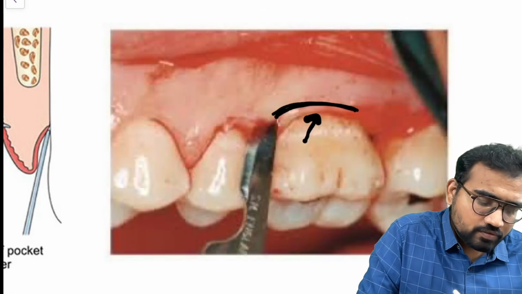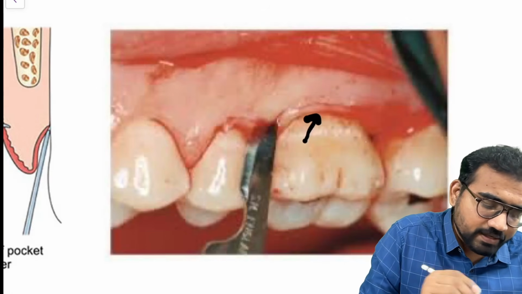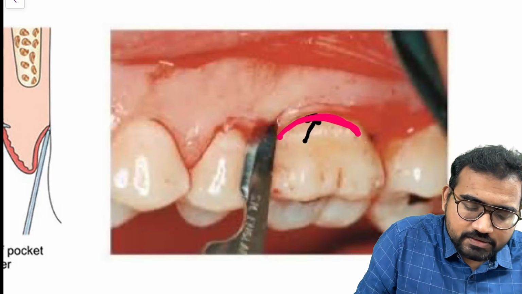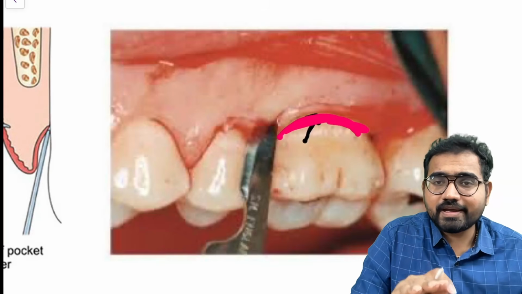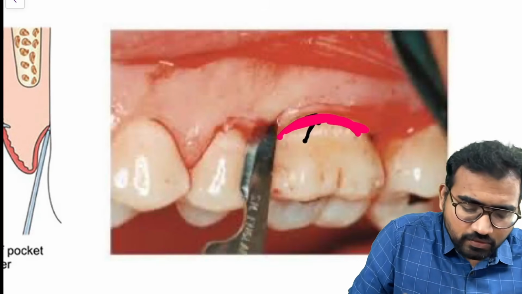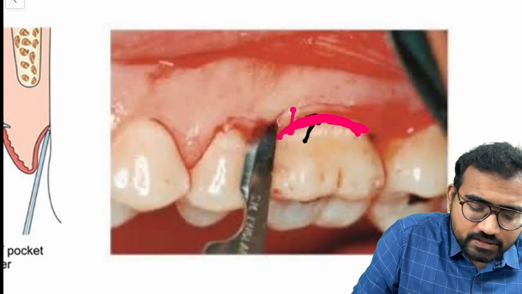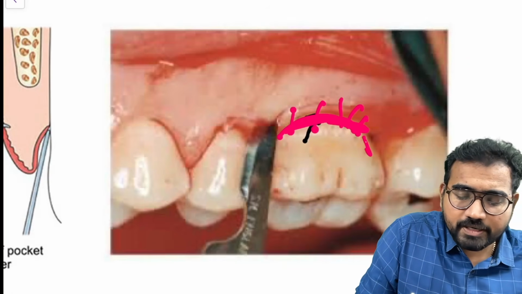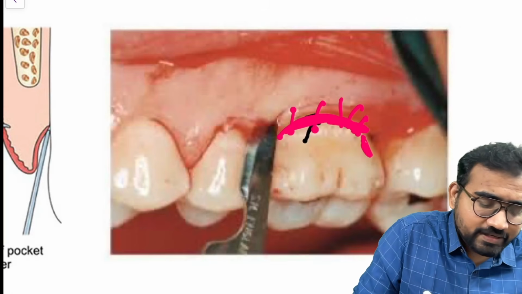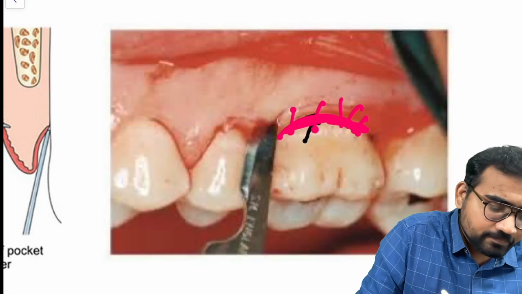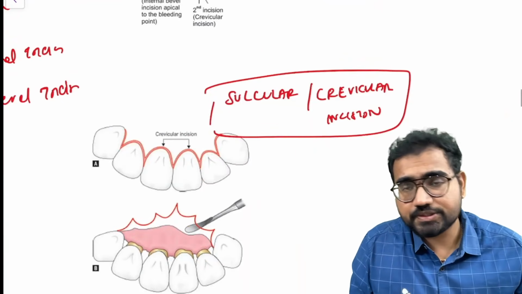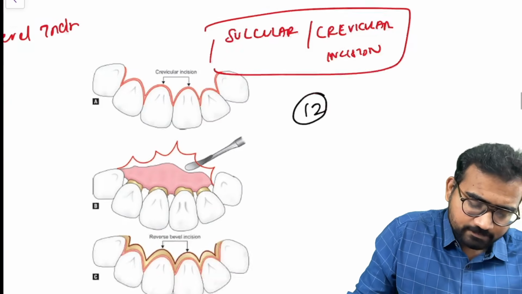So I'm going to insert the blade into the sulcus and run it like this, till I hit the bone. I'm not coming into the interdental papilla region, I'm just running it in the sulcus region, right? Fine. Now this is the second incision. This is called the sulcular incision, given with a number 12 blade.